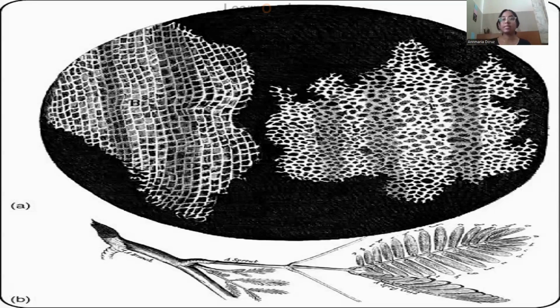So he said these cells are dead because he was not able to see any organelles inside. It is completely empty. But in living cells, you can also see the nucleus, and you can also see the organelles associated with the cell, right?